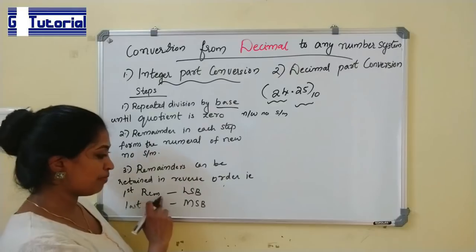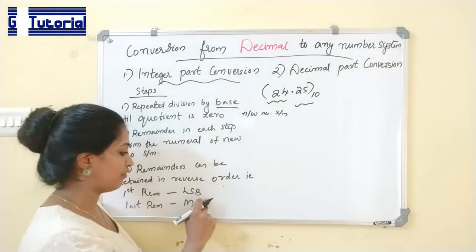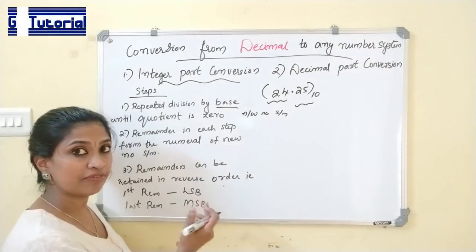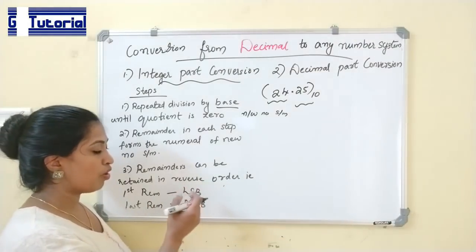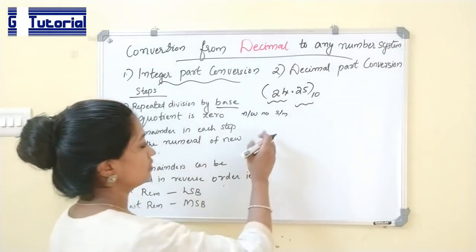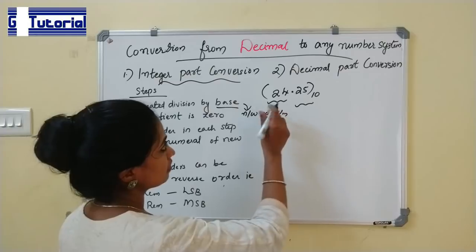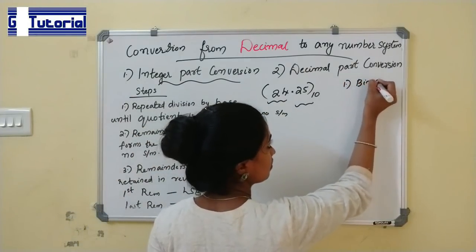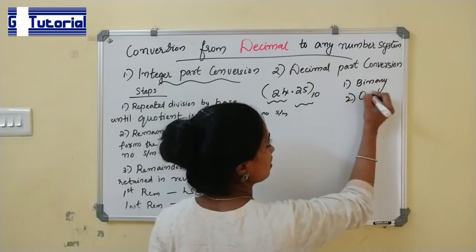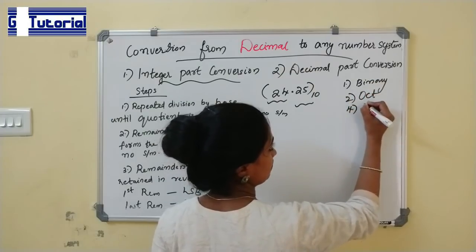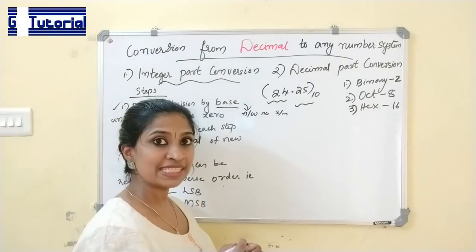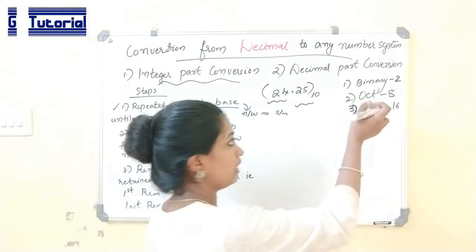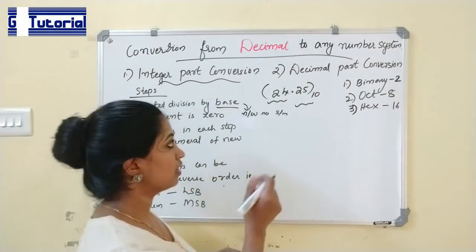The remainders are retained in reverse order to get the number in the new number system. That is, the first remainder will be the LSB, least significant bit, and the last remainder will be the most significant bit. It will be more clear when we do the example. Let us see how we will convert 24 to binary, octal and hexadecimal. First, let us see the integer part conversion, that is conversion of 24 to binary, octal and hexadecimal.